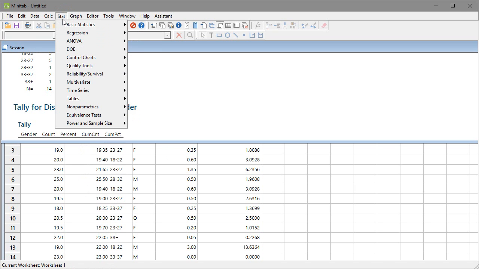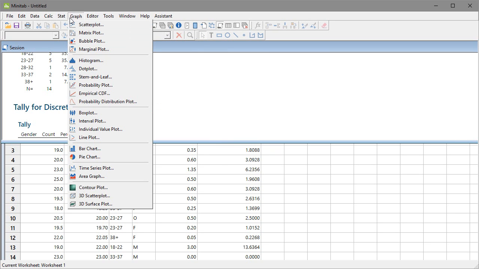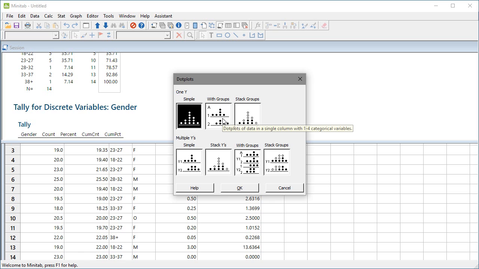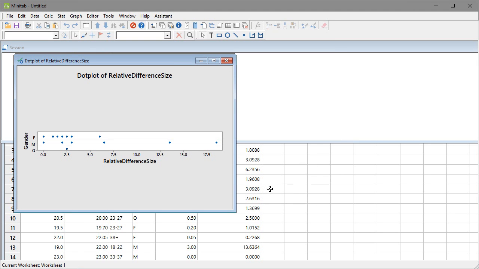So let's see, we've done that one, and we've done this one for today. Let's look at graph. So we did the scatter plot. So what else could we do? We could also do a dot plot. So let's go ahead and do a dot plot with groups. And in this case, we're going to do the relative size difference. And for the categorical variable, let's go ahead and do gender. And in this case, you can click around on these, and I'm not going to show you every different option here. So you can click around and play with them, but we're just going to go ahead and click OK.